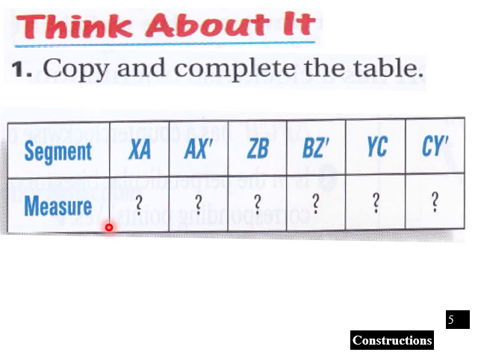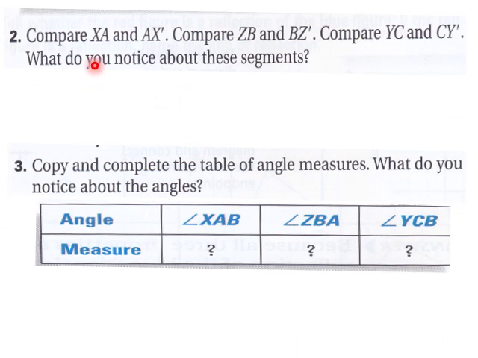Okay, copy and complete the table. Measure those now on your paper. Measure XA, AX prime, ZB and BZ prime, YC, then CY prime. Measure those out. And then compare XA and AX prime, compare ZB and BZ prime. Compare them now. What do you notice about these segments?